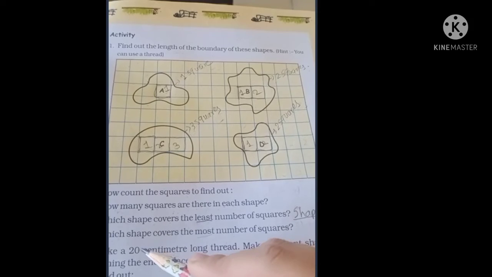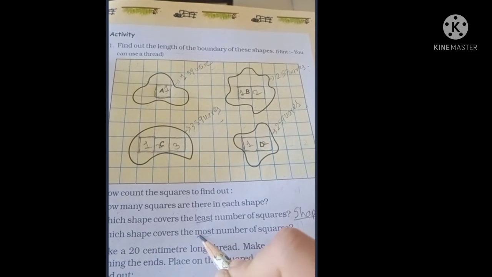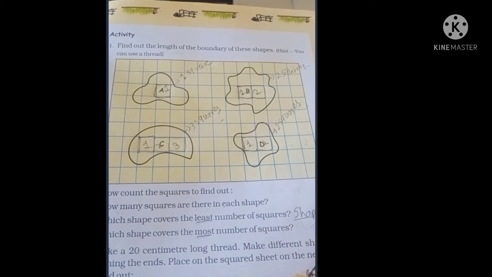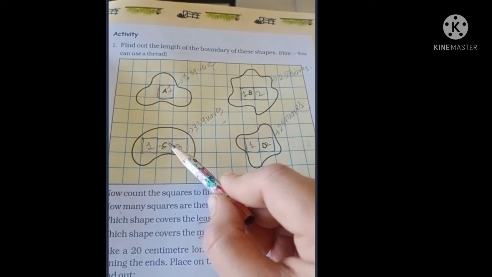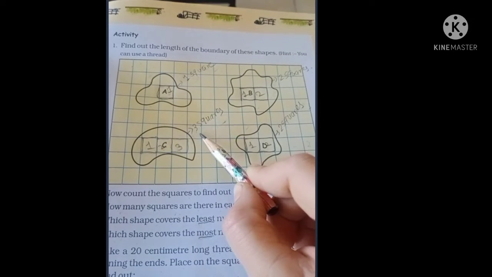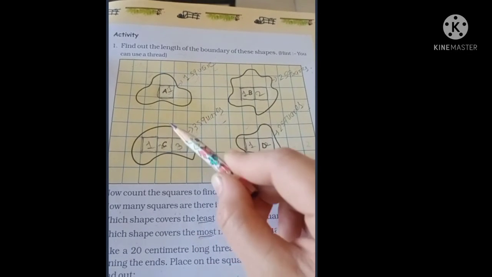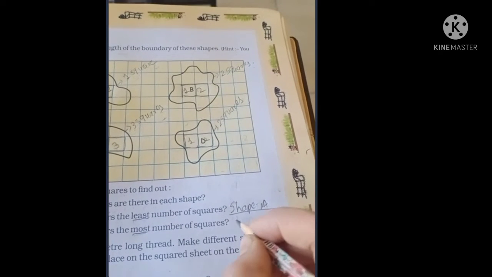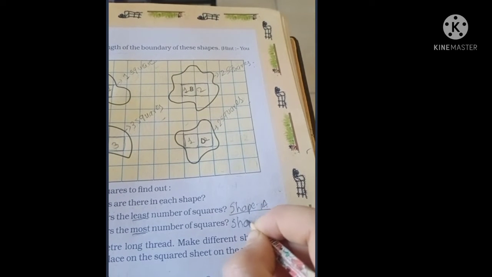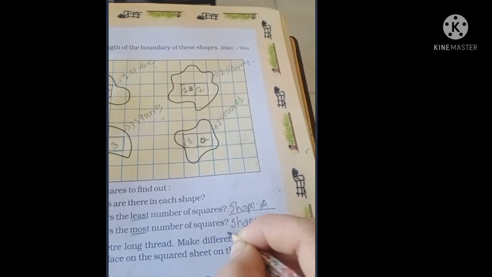And second question is, which shape covers the most number of squares? Most, यानी सबसे ज़्यादा. So if you see, this one figure, shape C, covers 3 squares, which means more number of squares compared to the other figures, right? So here your answer is shape C.